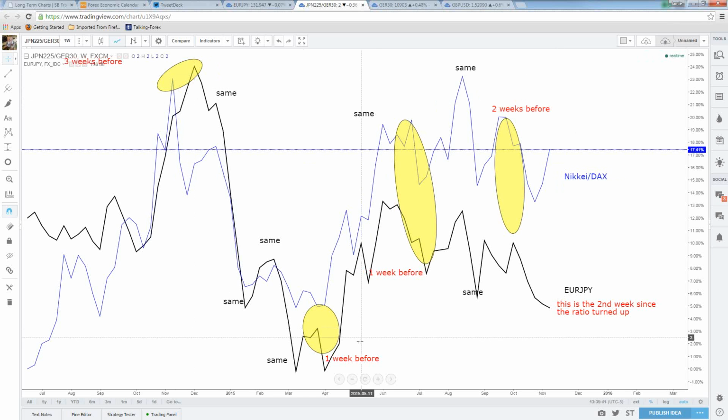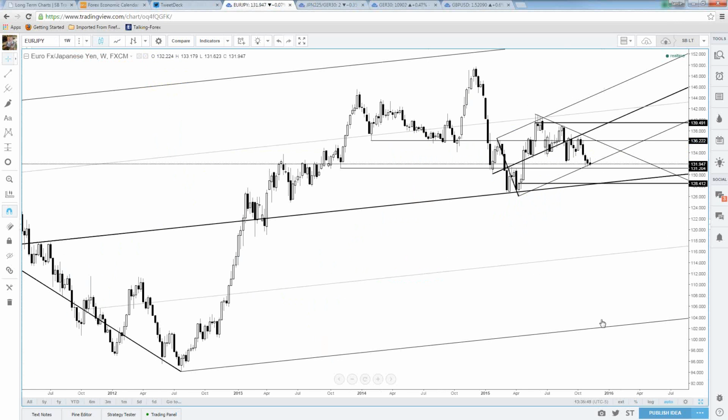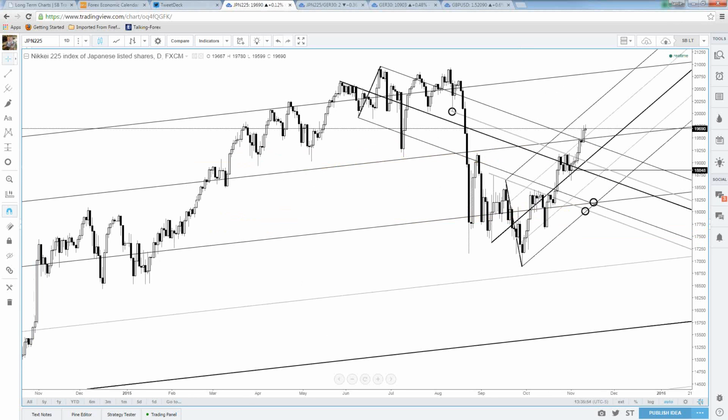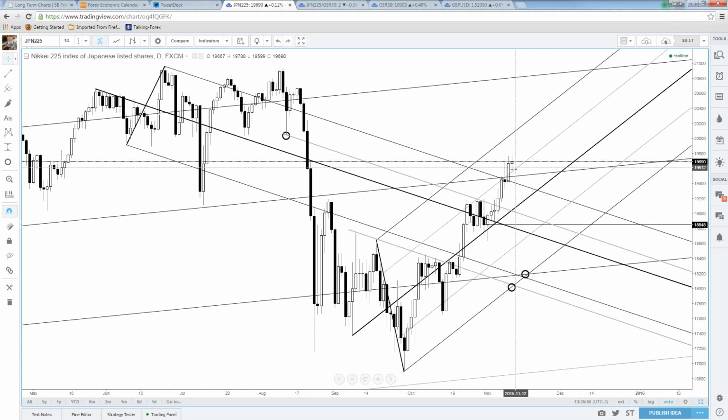So if this is it, we've turned up pretty sharply. We could look at the two stock markets separately too here, and you can see why that's turned up. Okay, the DAX is really broken out at this point.